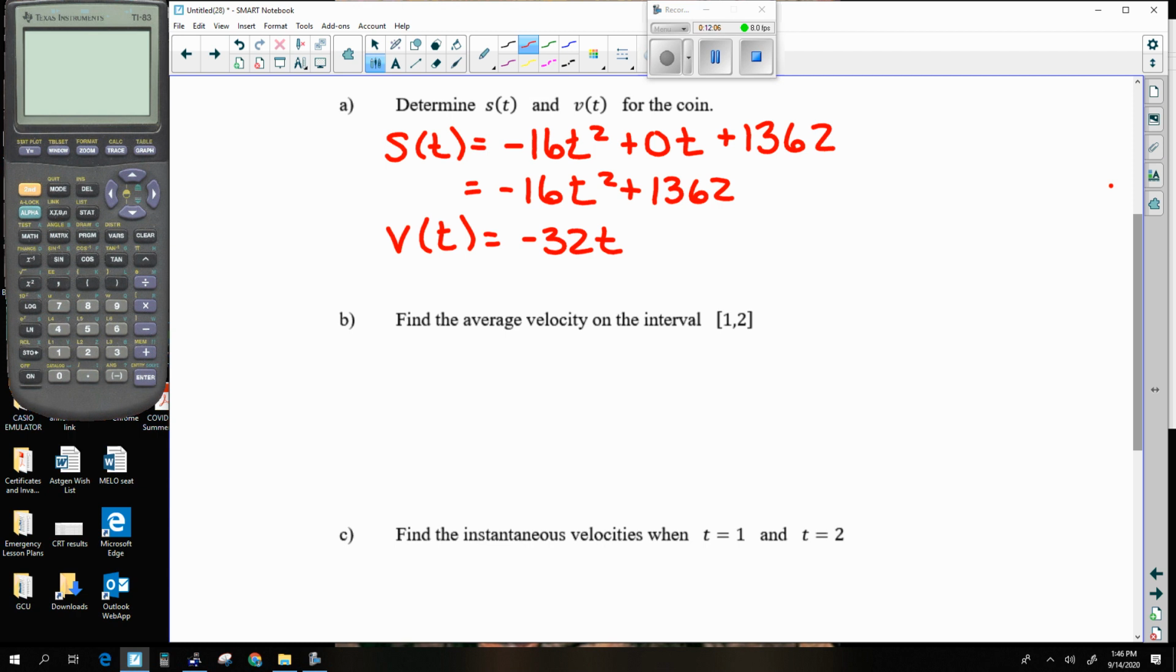Okay, find the average velocity on the interval. Average velocity is an average rate of change of position. So that's going to be position 2 minus position 1 all over 2 minus 1. Velocity is the derivative, which in essence is a slope. That's why I'm going back to the position, not to the velocity, if I need to know the average velocity.